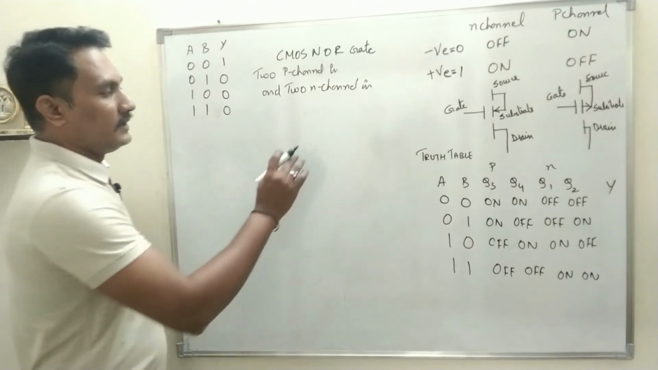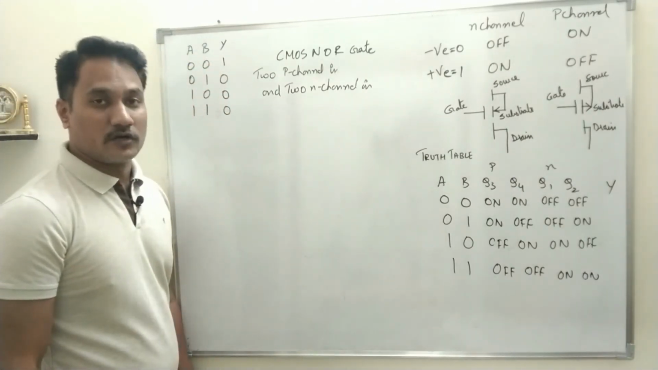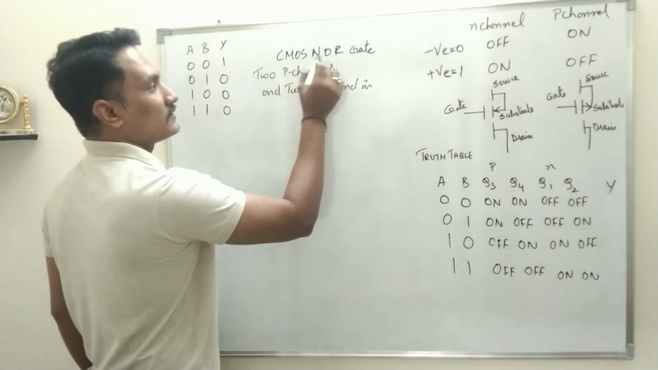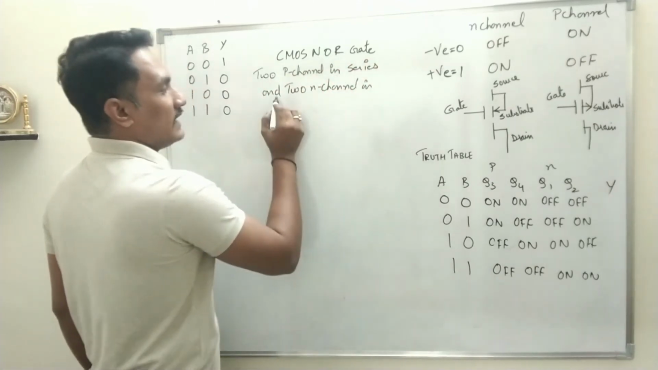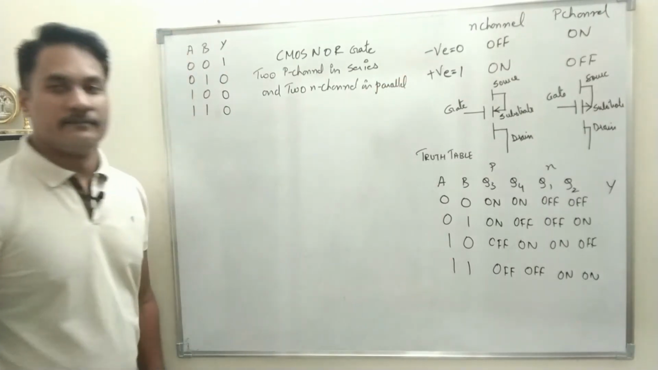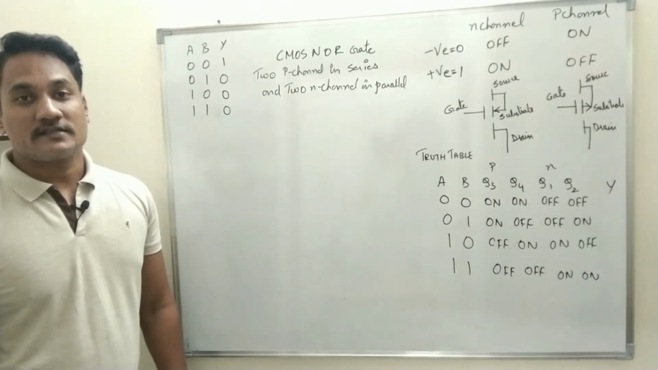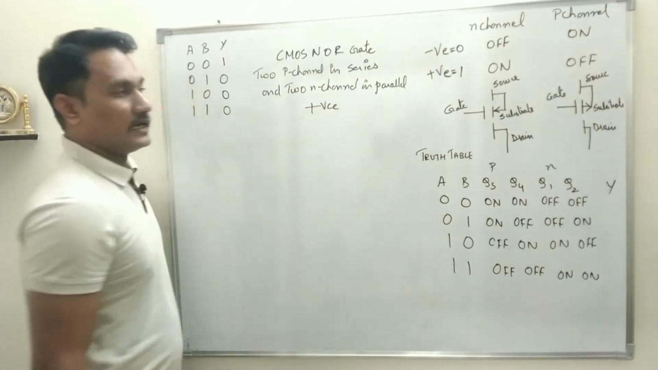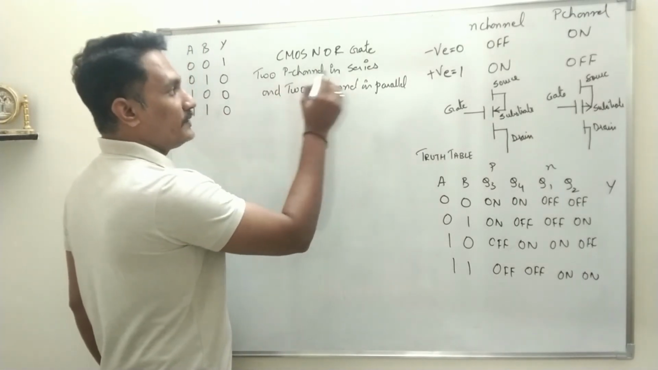So let us design a circuit and try to understand whether that circuit works exactly like a NOR gate or not. In this case, again I will give you a hint. For the CMOS NOR gate, 2 P channel should be connected in series and 2 N channel in parallel. So it is almost exactly opposite to that of the CMOS NAND gate. Again, this entire thing has to be designed between a positive terminal and ground. So now we will start with the positive terminal: 2 P channel in series.